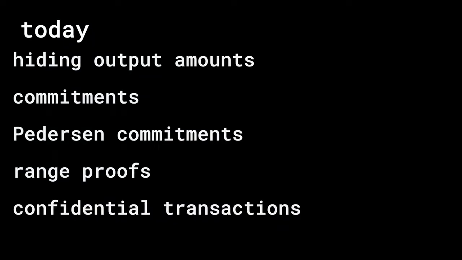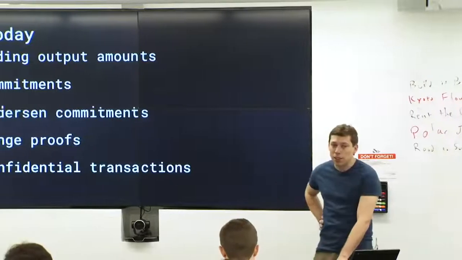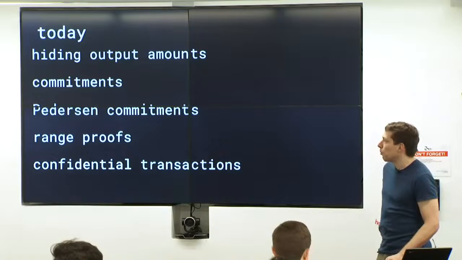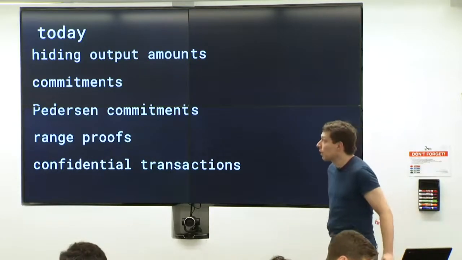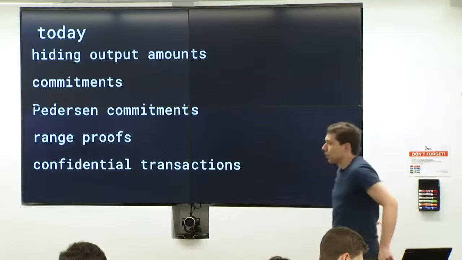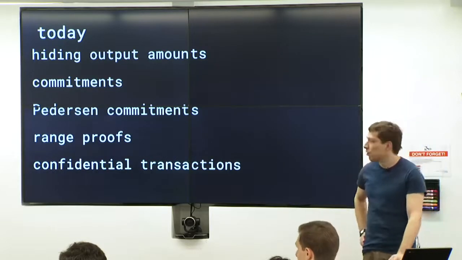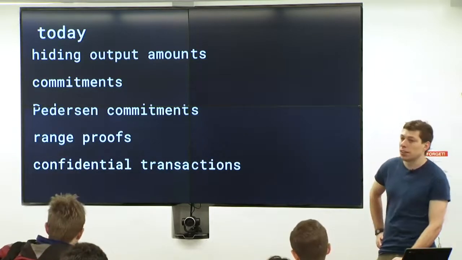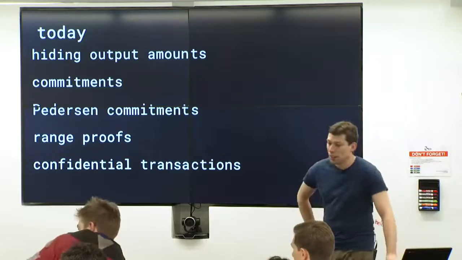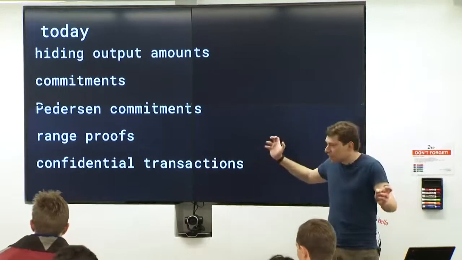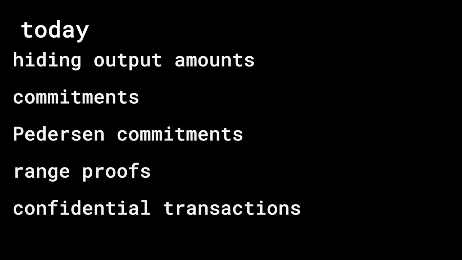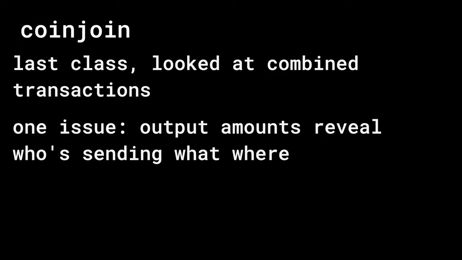So the basic idea is you want to hide the output amounts. We saw last week how looking at output amounts can de-anonymize and let you link a lot of different things. So we'll look at how to do that. How do we hide output amounts? We'll talk about commitments. First we'll talk about the reasons why and how to do it. Then the definition of commitments: what is a commitment in cryptography? Then Pedersen commitments. And then range proofs, and put it together to get what's called confidential transactions, which just means the output amounts are secret. Interrupt with any questions at any point if something's not clear.